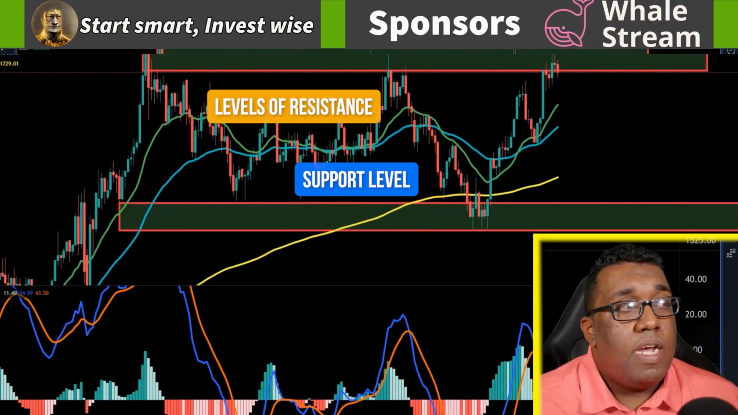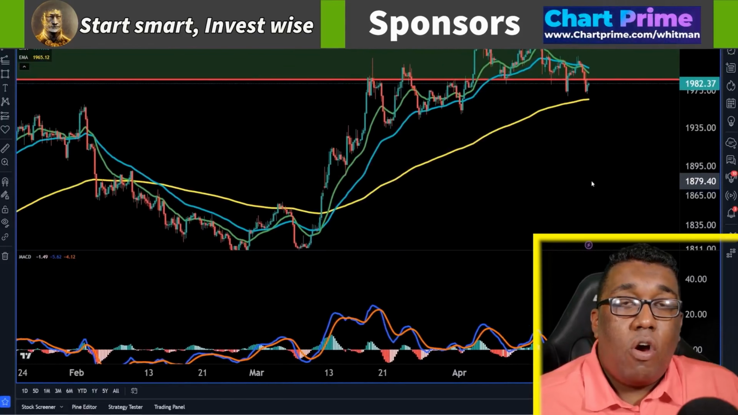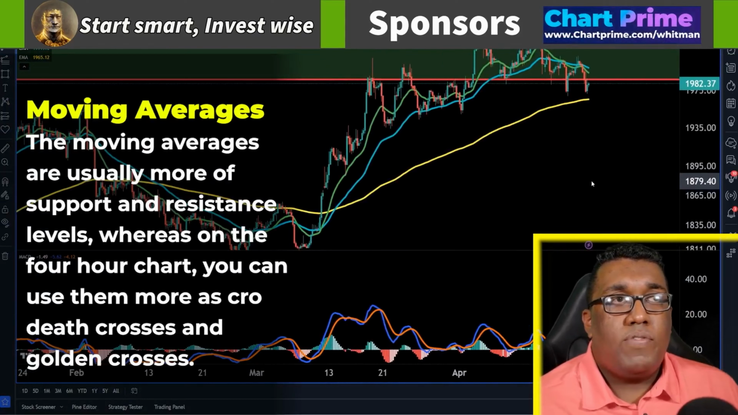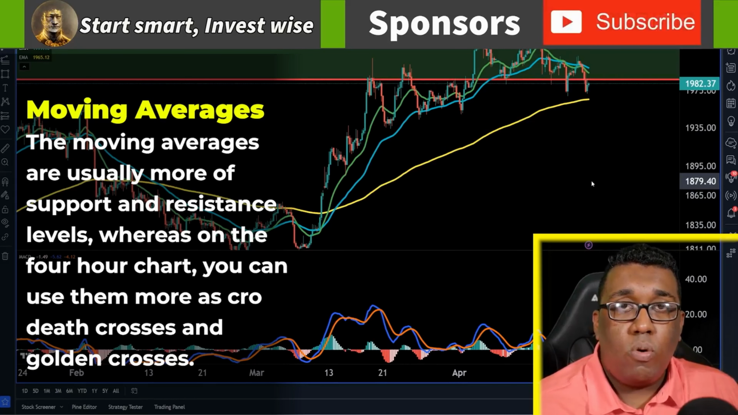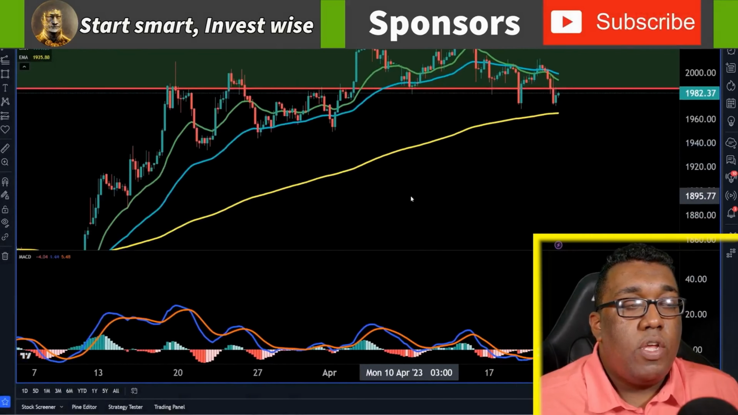Now, when we go over here to the 4-hour chart, what you're going to be using a little bit more now are the moving averages. On the weekly charts, the moving averages are usually more support and resistance levels, whereas on the 4-hour chart, you can use them more as death crosses and golden crosses that can really move the chart forward for you. Here's what I'm looking for now. You can clearly see on this 4-hour chart, we're about to have a crossover and start breaking back down.